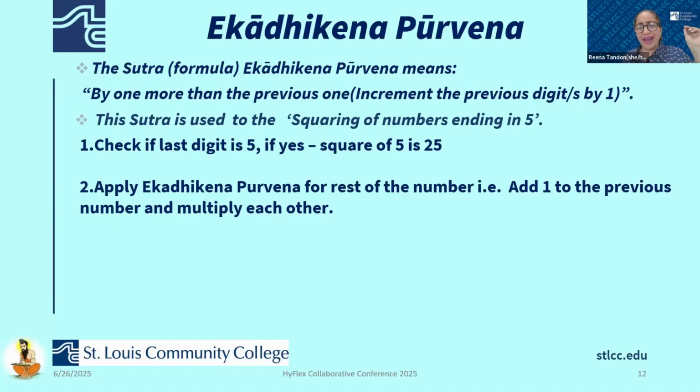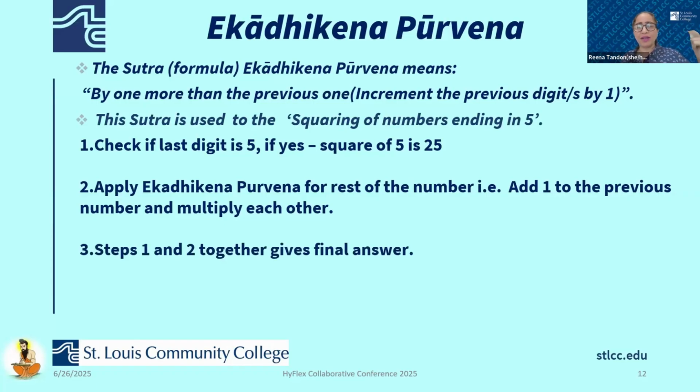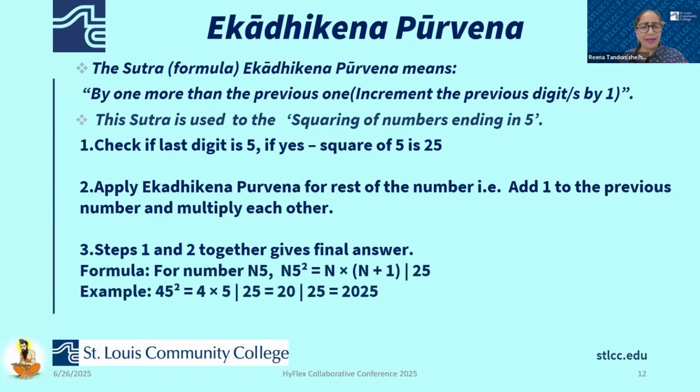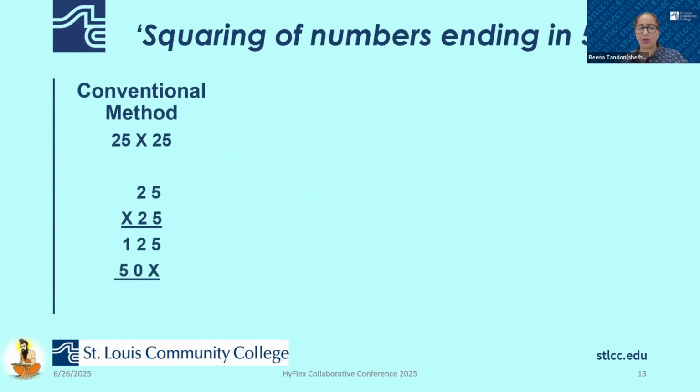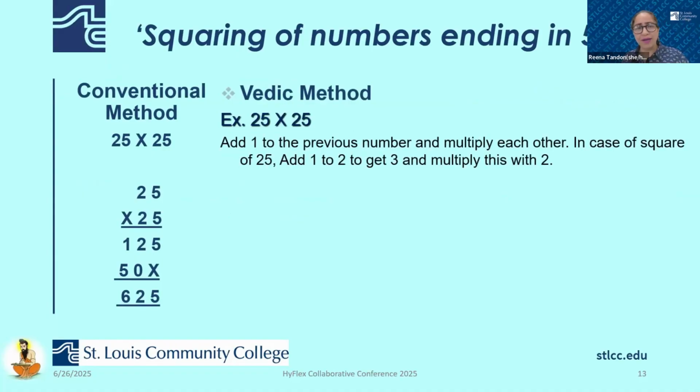So what we are doing, we are adding one to the previous number and multiplying each other. For example, in Vedic maths we are always doing two steps, step 1 and step 2, together with the final answer. Suppose I multiply two numbers. In the conventional method, you are using the long multiplication method, solving in this way. But in Vedic mathematics, I'm going to divide it into two parts.